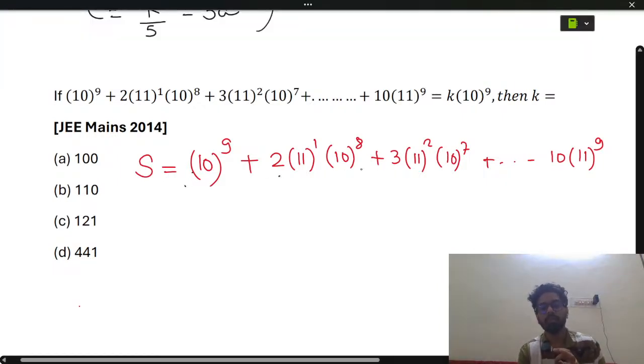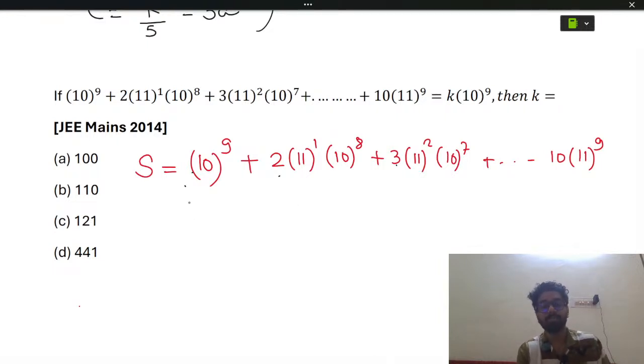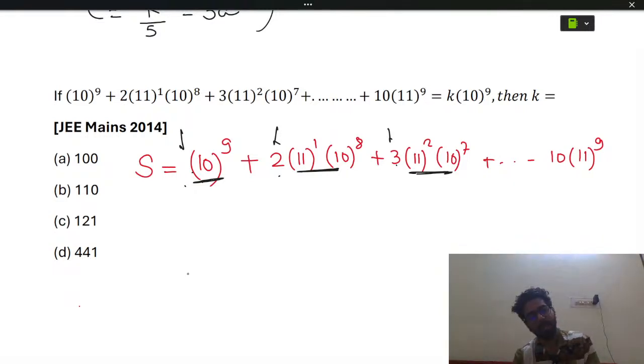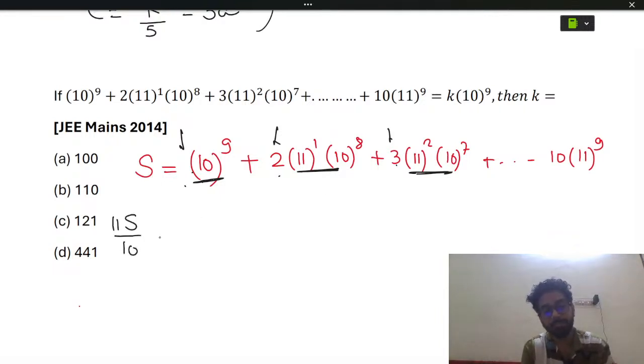For 1, 2, 3, the simple funda of AGP is that you multiply with the common ratio. I repeat again, simple funda of AGP. What is AGP? One part is GP and the other part, 1, 2, 3, 4, is AP. So when we have AGP, in that case multiply with the common ratio. What is the common ratio? 11 by 10. So this becomes S into 11 by 10.